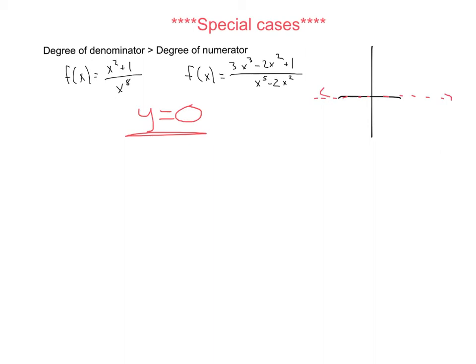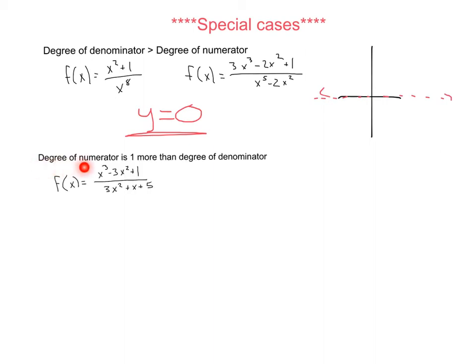Our next case is when the degree of the numerator is 1 more than the degree of the denominator. Here we've got a degree of 3 on top, which is 1 more than a degree of 2 on the bottom. In this case, we have a slant asymptote. Remember, your slant asymptote is a diagonal line. I'm going to talk more about that in just a minute.